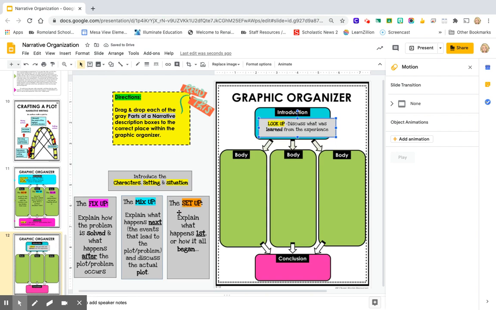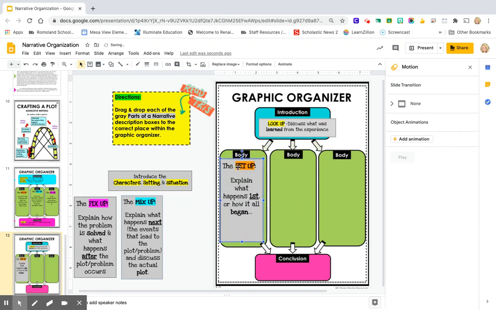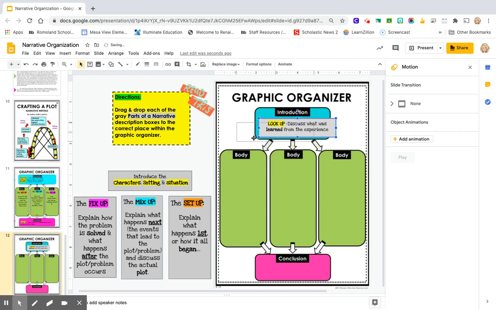Maybe you're going to look here. Oh, the setup. The setup explains what happens first. Oh, I think I know where that goes. And you're going to drag it to the right spot in which you think it belongs. Okay? And so you're going to do that for each one of these to show that you know what belongs in a narrative 3-paragraph essay, and in which section it belongs: in the introduction, the body, or the conclusion? So again, just drag and drop it. And when you're done, make sure to turn it in. Let's go be writers.